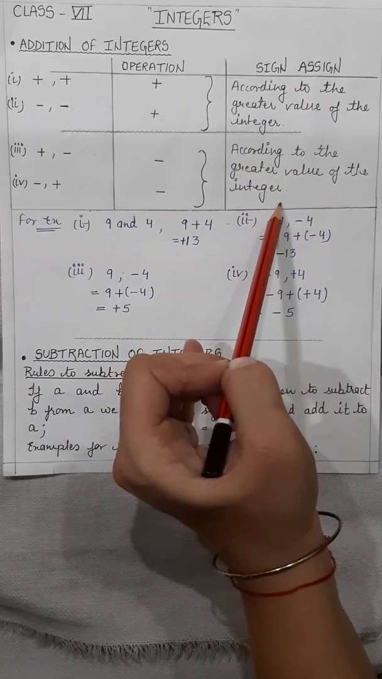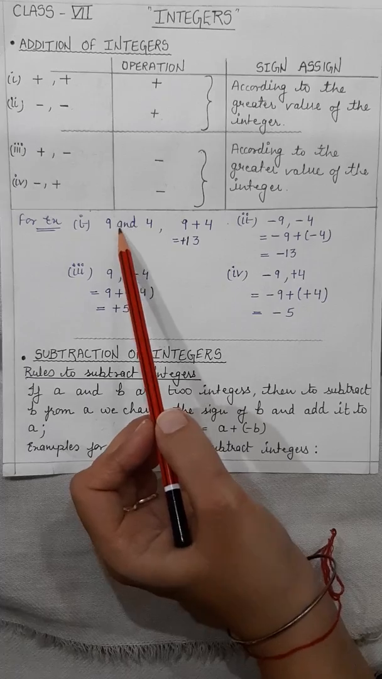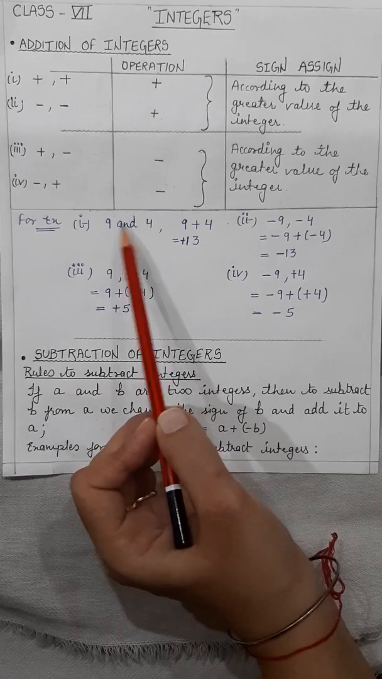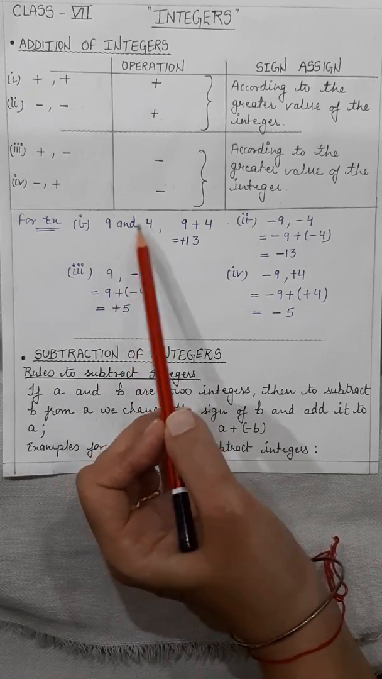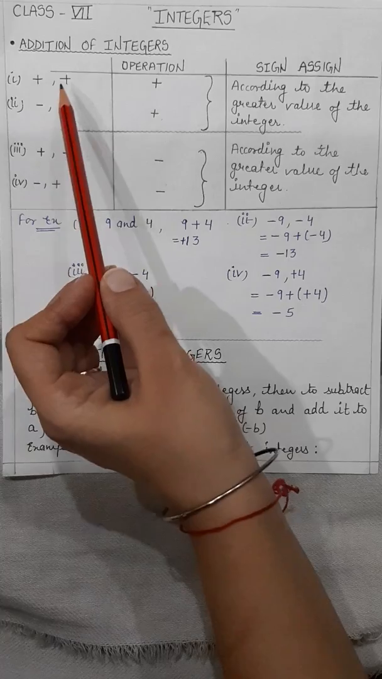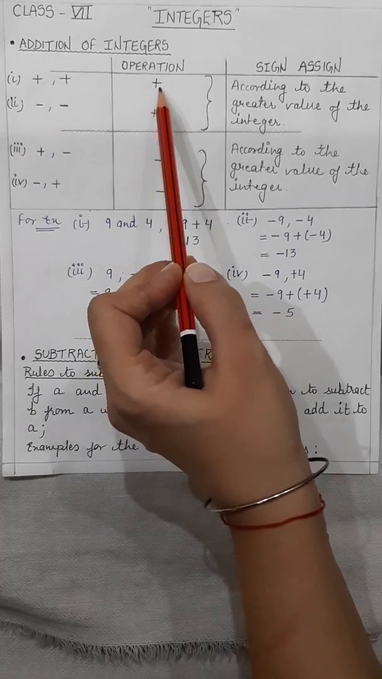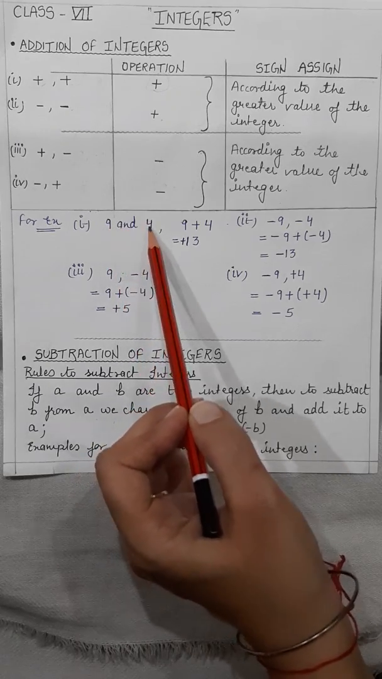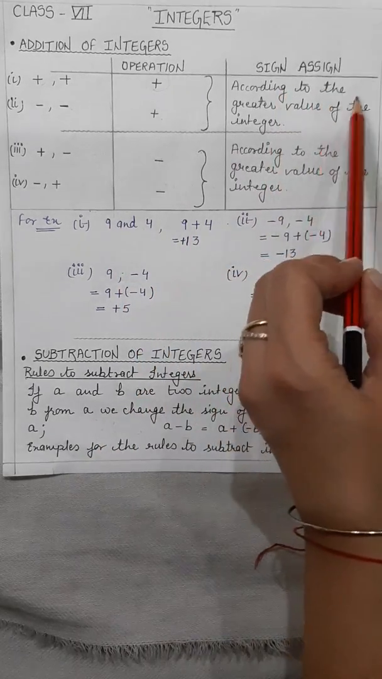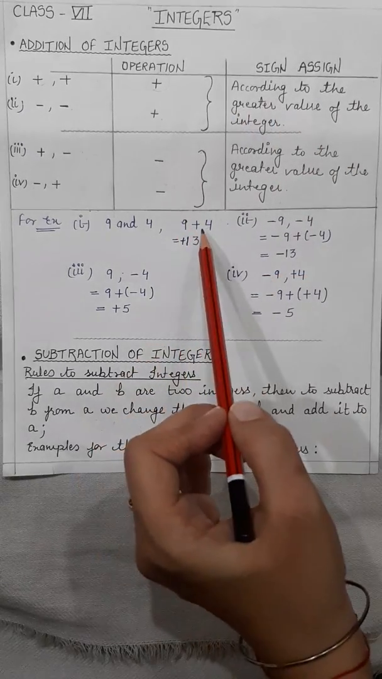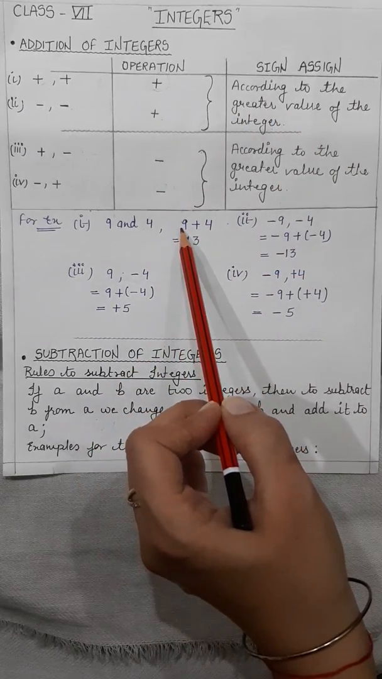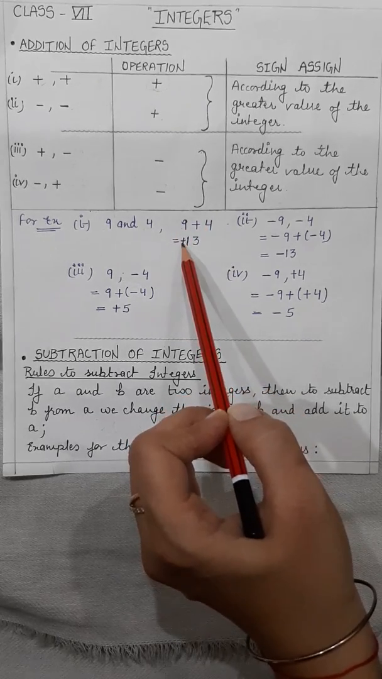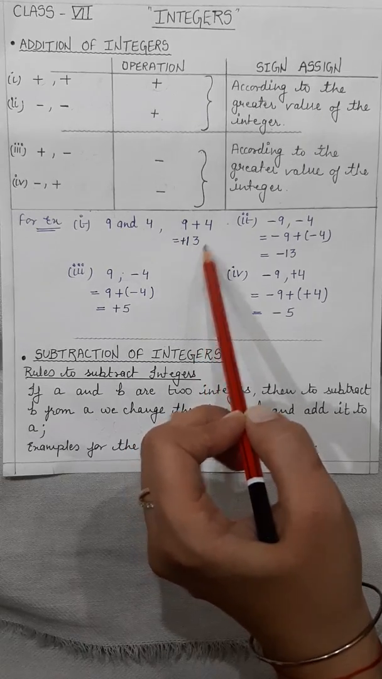For example, here I am taking two integers 9 and 4, both with positive sign. There is no sign, that means positive sign will be there. Clear? If both are positive, then the operation should be addition. You have to add both these numbers. 9 plus 4 is 13 and then assign the sign according to the greater value. Which sign? Positive, because 9 is greater than 4. So 9 is positive, 13 will be positive. Answer will be plus 13.